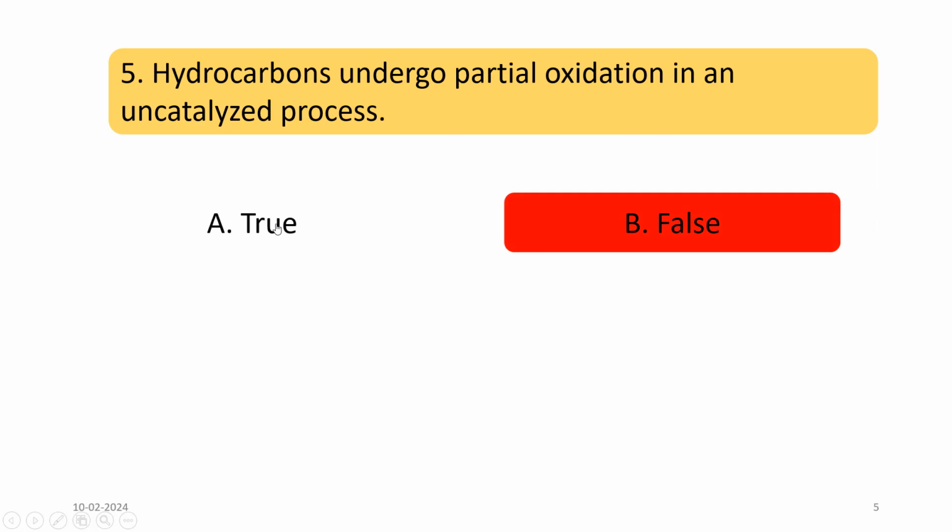So it is actually true, because when hydrocarbons undergo partial oxidation, they don't use catalysts. But when we use a catalyst, it's called catalytic partial oxidation. I have asked here only about partial oxidation, so the answer will be true.